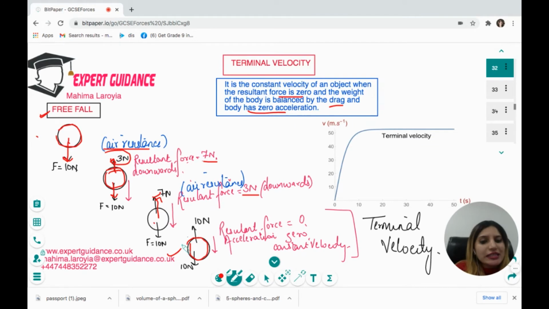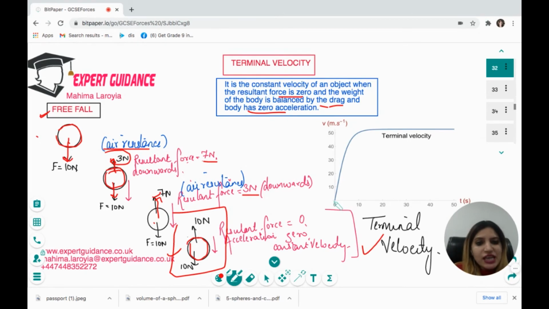It falls with a constant velocity, and that is what is called terminal velocity. So this situation here, where the weight of the body is balanced by the drag, the resultant force is 0, acceleration is 0, and the body falls with a constant velocity. That is terminal velocity.